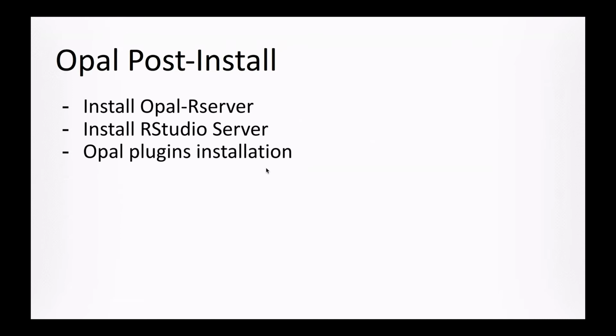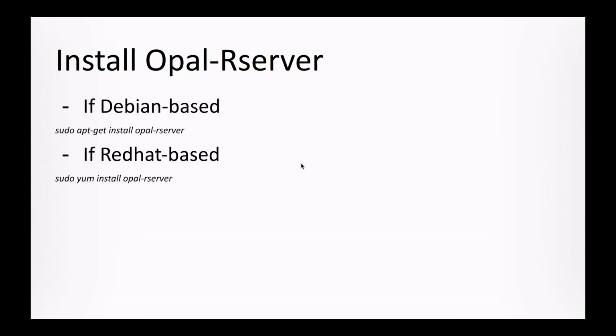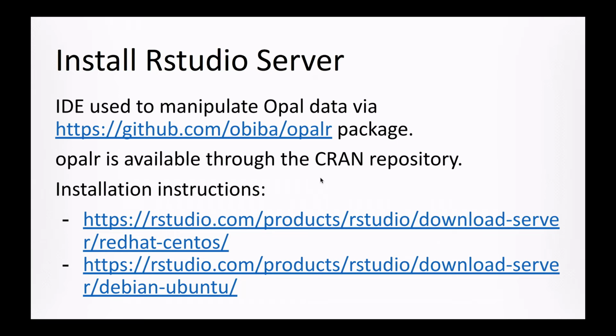In the following sections, we will describe how to install Opal R Server, R Studio, and Opal plugins. To install Opal R Server is much simpler. Since your Debian-based and Red Hat-based repositories are updated, you simply use the packaging tools to install Opal R Server. To install R Studio Server on both flavors of Linux, follow the links below. Once you install R Studio Server, you may want to install Opal R.